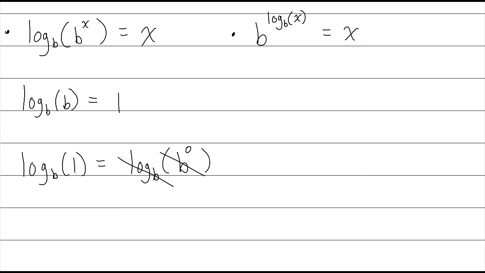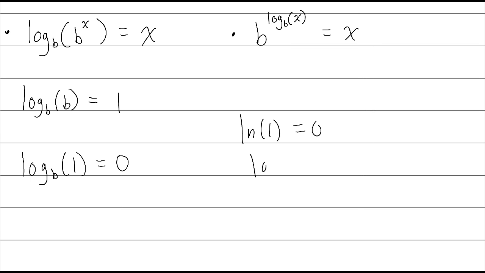It equals 0. So we can actually cut out that middle person right there. Log base b of 1 equals 0. And that's true for any base. So natural log of 1 equals 0. Log base 14 of 1 equals 0, and so on. Those are some special cases just to keep in mind.